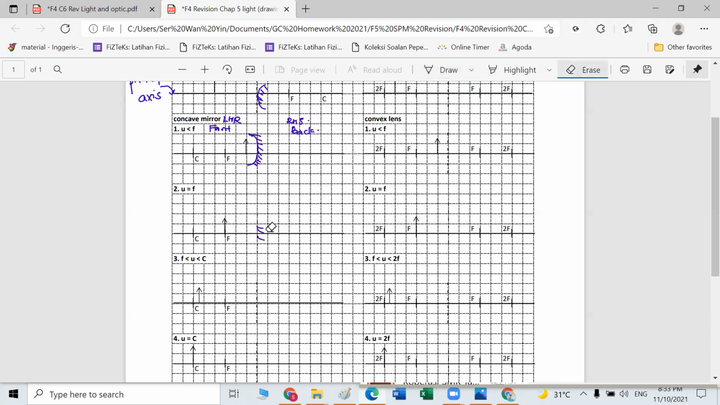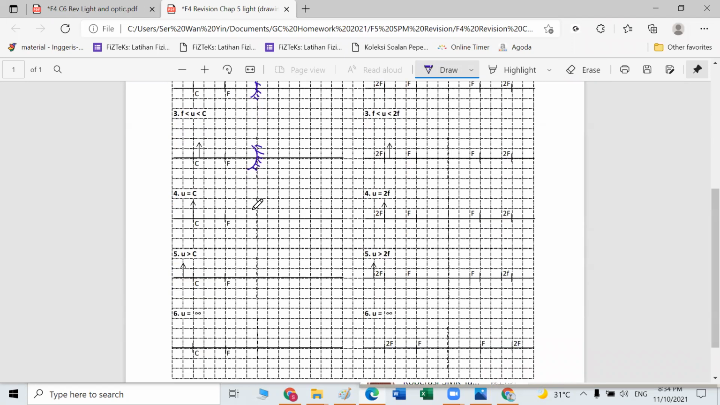If possible, the tip of the curvy part, please draw on the normal line. Draw on the principal, in between the principal and the normal. Okay, let's complete the mirror first.